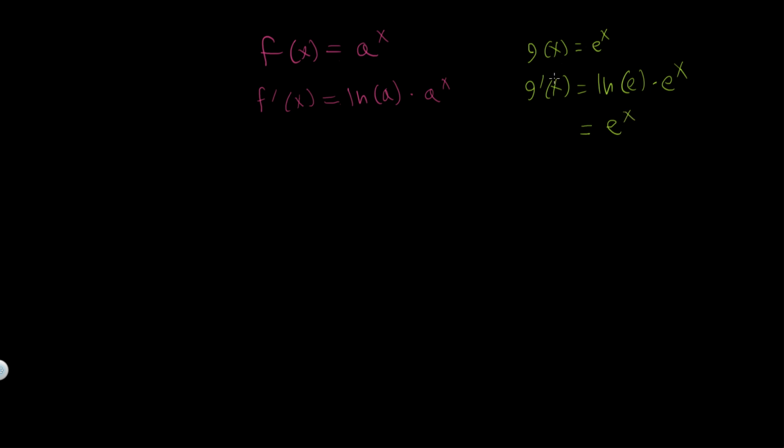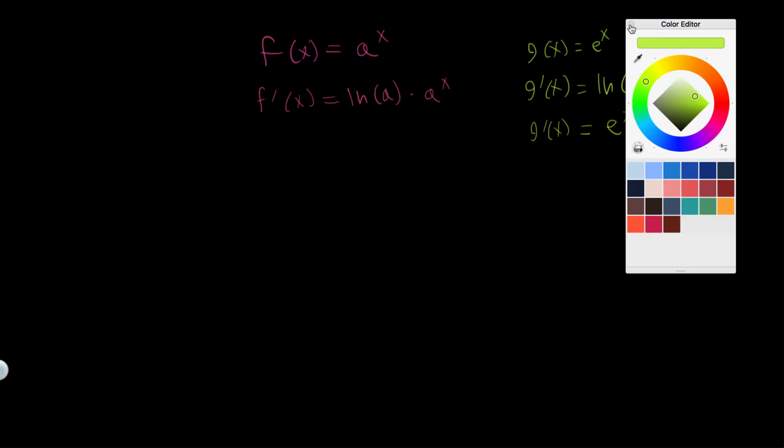And this is actually the only function in math where the derivative of the function is itself. So the derivative of e to the x is e to the x. So this is actually really cool, and that's why you're going to always remember this. And this is very useful for a lot of applications.